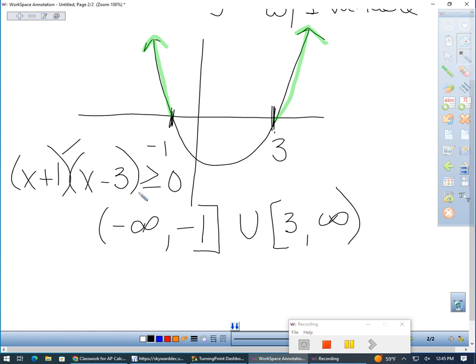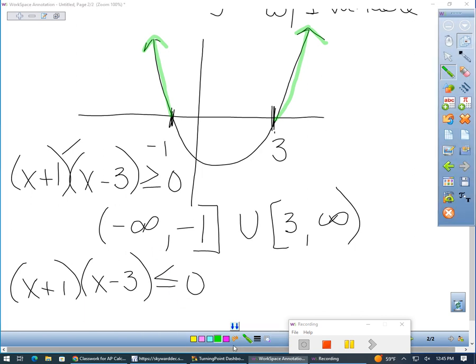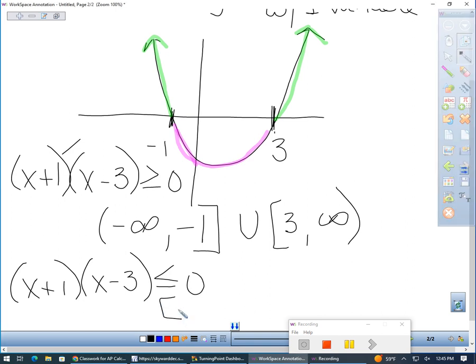If I had that exact same equation, and let's say I have x plus 1 times x minus 3, and it is less than or equal to 0, that is going to be everything that's below the x-axis, or in negative world, negative land, right? So the interval that would represent where it's less than or equal to 0 would be from -1 with a bracket to 3 with a bracket.